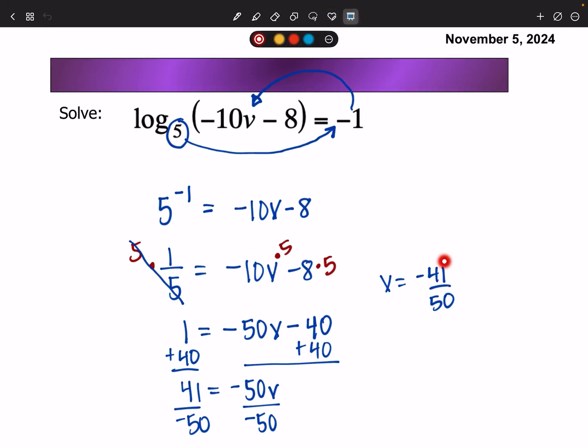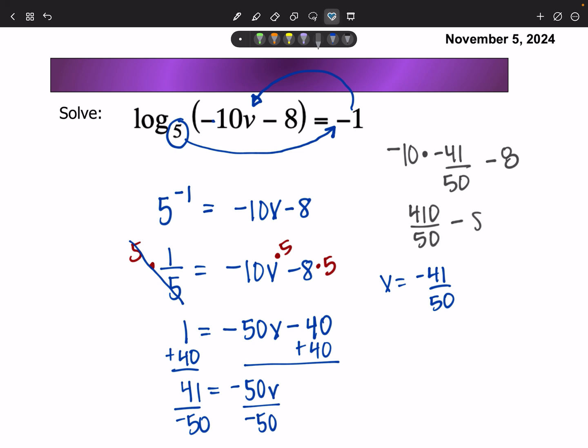Now, if I put negative 41 over 50 back in, I'm going to get a negative times a negative. So I need to do this math. Negative 10 times negative 41 over 50 minus 8. So this negative times this negative is a positive. So that's 410 over 50 minus 8. When I cancel out the zeros, I get 41 divided by 5.